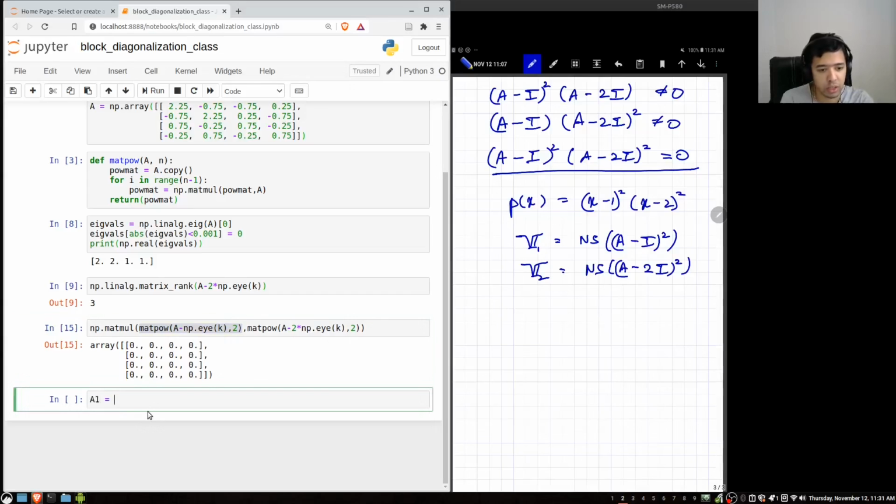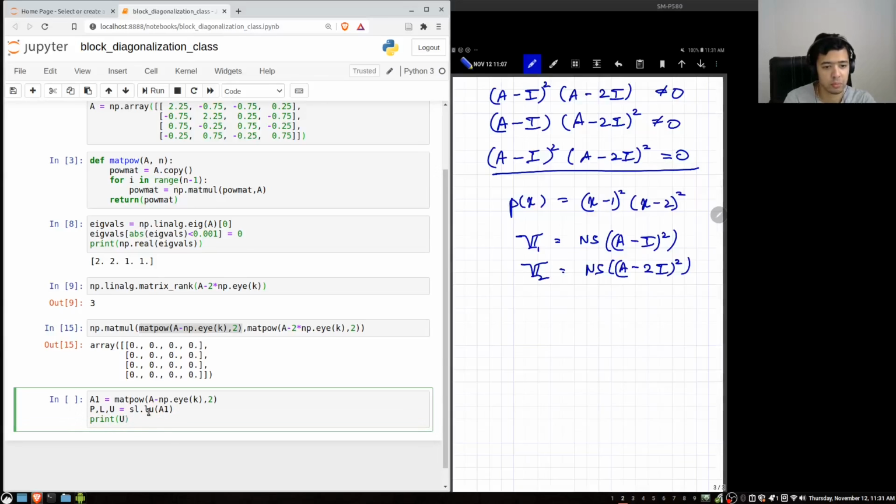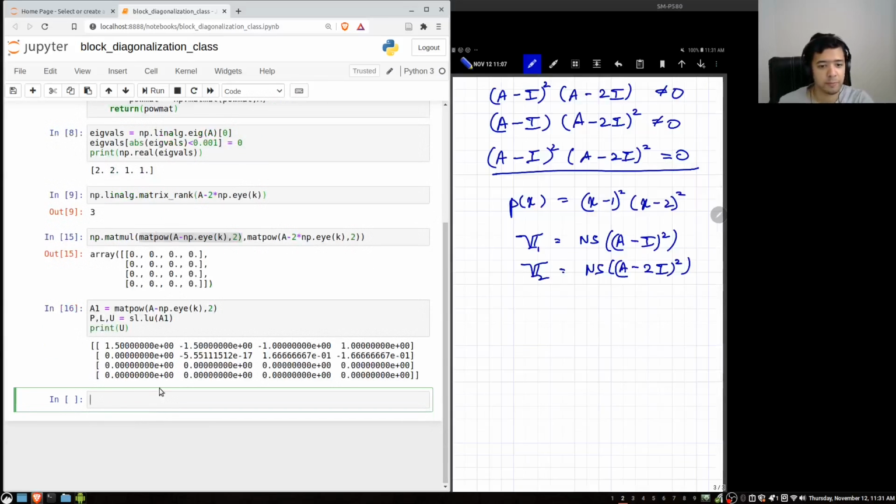Let's call this A1. And what we want to find is the null space. So one way to do this is to do row reduction on this particular matrix. I'll make my life easier by doing LU decomposition. Right. So this is my LU decomposition.